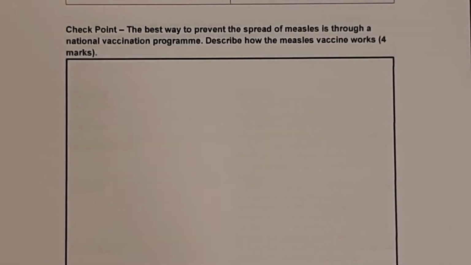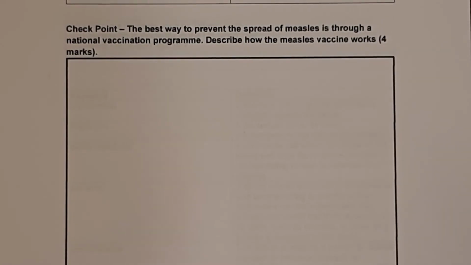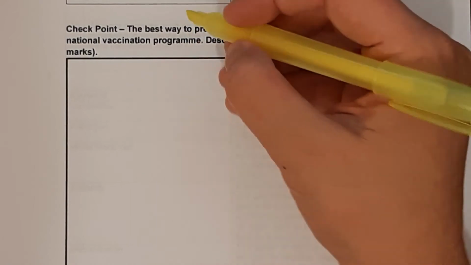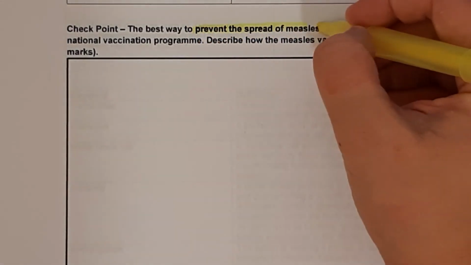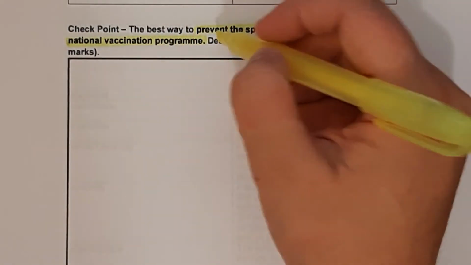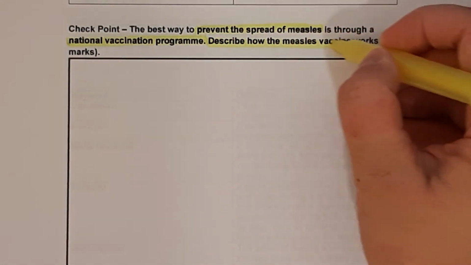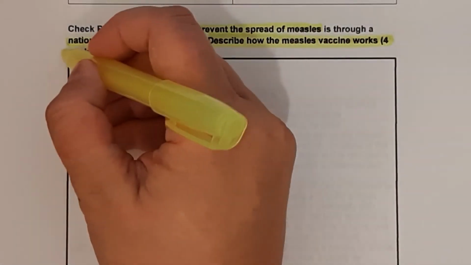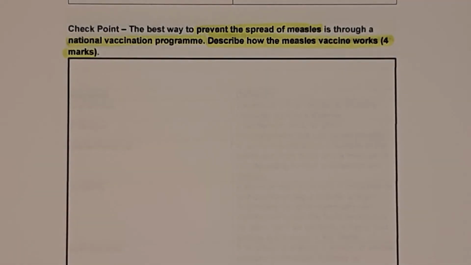So moving on to the checkpoint activity. The best way to prevent the spread of measles is through a national vaccination programme. So that means across the whole country where everybody gets vaccinated at a certain age. Describe how the measles vaccine works, and that is worth 4 marks. So 4 marks, you say 4 separate things about how this vaccine works. So you need to talk about what goes into the body, what this makes happen inside the body, and then how the body then has immunity against the measles in the future. So pause the video whilst you answer those questions, and then we'll go through them.